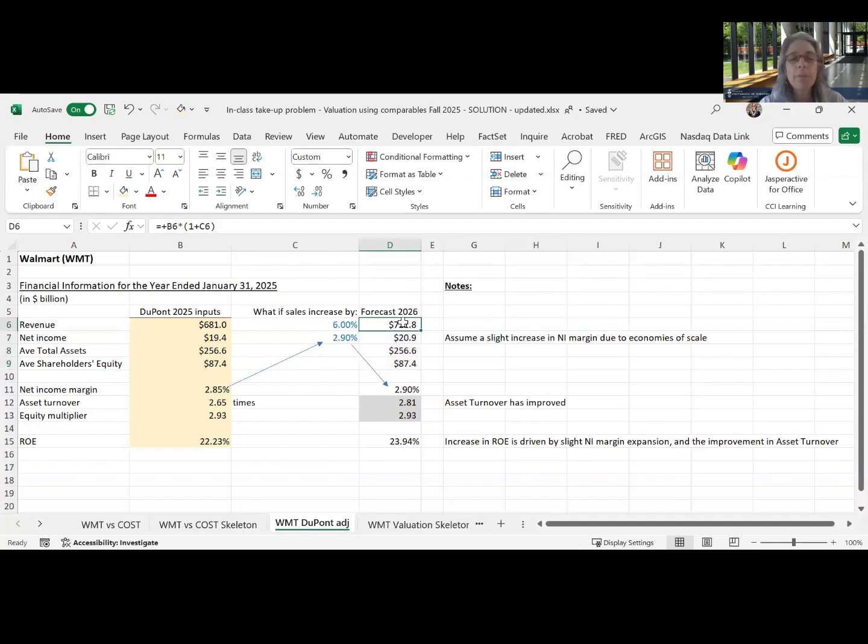So I can forecast my revenue, I can forecast my net income. Let's say my total assets don't change, and my average shareholders' equity, assume that doesn't change. Then we can see what happens to my asset turnover, my equity multiplier and my return on equity. So you can see that if I can get this right, my asset turnover is going to improve, and my return on equity is going to improve as well.